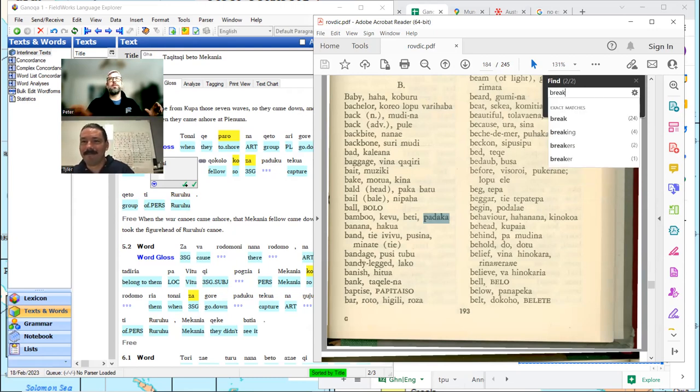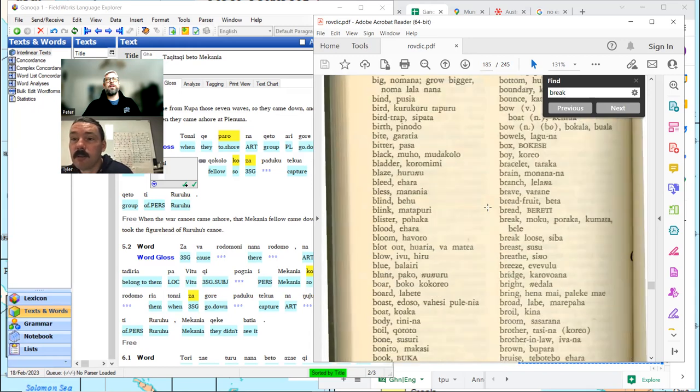Break. Well, it's going to be right in front of us here. 24 breaks behind and after. In the English part. There we go. Yeah, yeah, I got you. Poraka. Poraka.